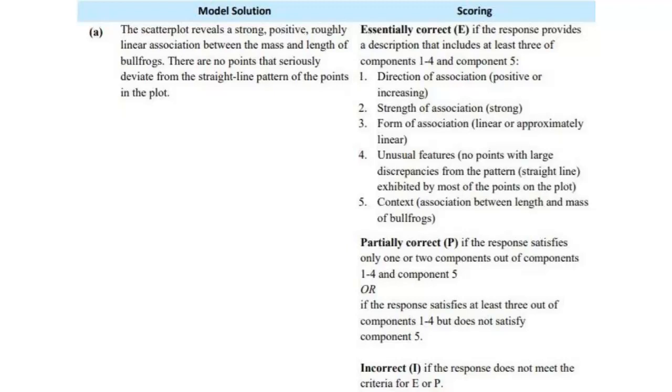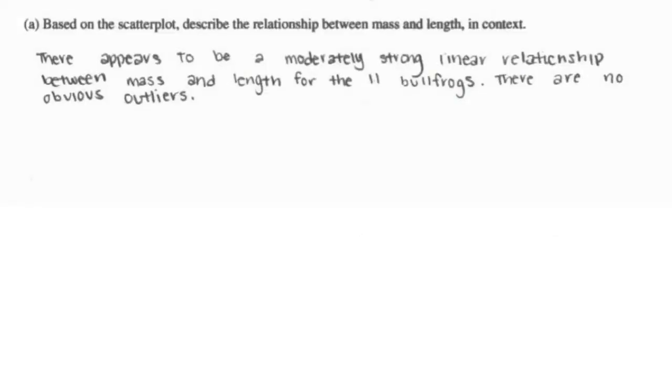All right, I want to look at just a couple examples here. We're going to score these together. Here is one student's answer. There appears to be a moderately strong linear relationship between mass and length for the 11 bullfrogs. There are no obvious outliers. How would you score that?